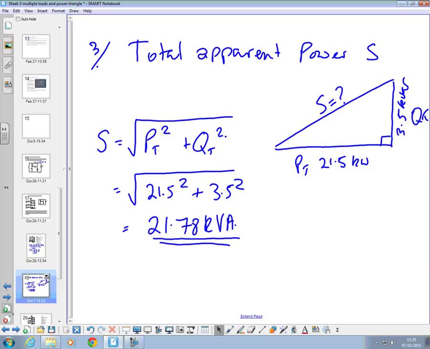Yep, everyone happy with that? So that's simply by adding all the reactive powers up, adding all the real powers up, and then using the power triangle to find the hypotenuse, which is your apparent power, or volt amps.